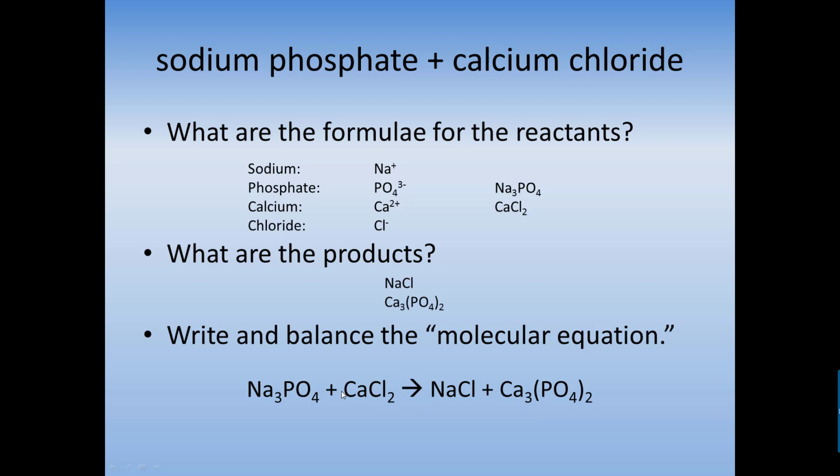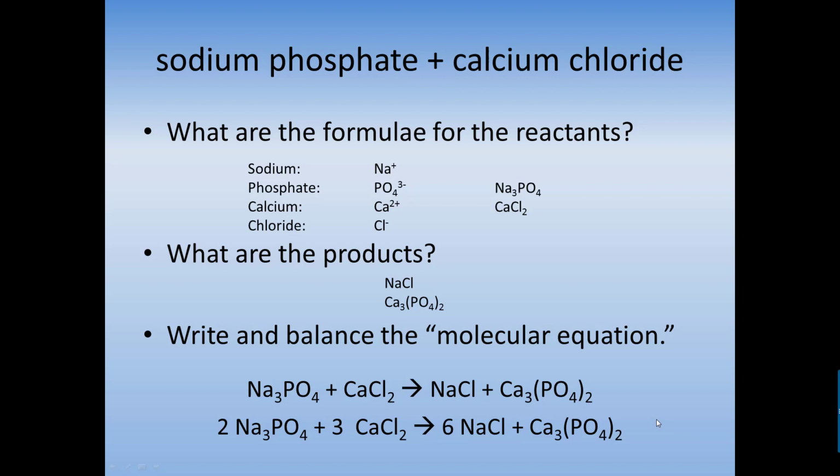That's going to give me 6 chlorines, so I better put a 6 in front of the sodium chloride. That's going to give me 6 sodium, so I better put a 2 here. That gives me 2 phosphates, which is the correct number. So there's the balanced chemical reaction with all of the correct stoichiometric coefficients in place. Once we've gotten to this point, now we've completed the first step.